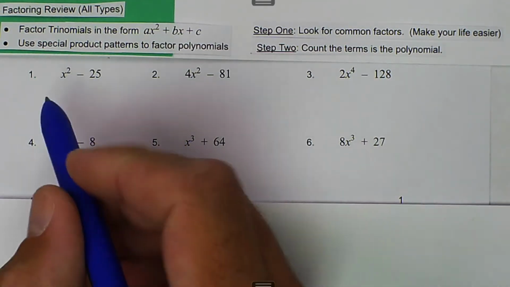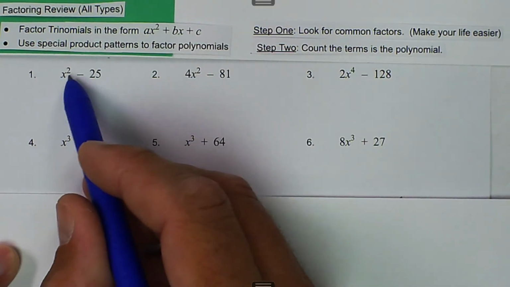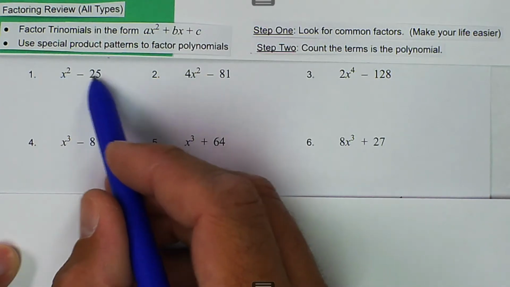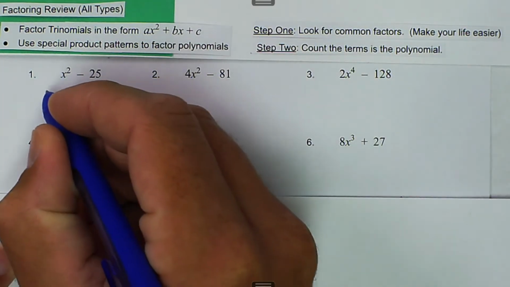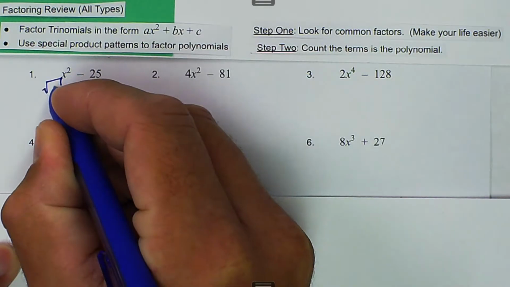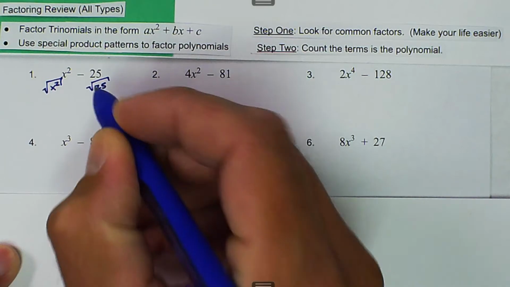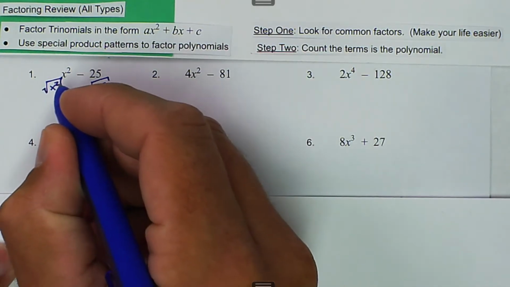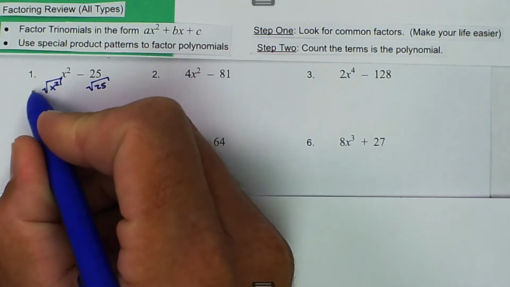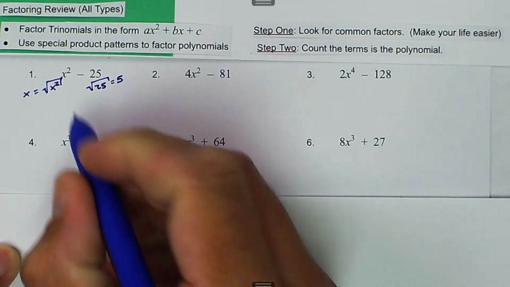So if we look at this first term here, we have a binomial, and that's x squared. And hopefully we understand that 25, that's 5 squared. So these are two squared terms here, and we can write down the square root of x squared and the square root of 25. So if we're doing difference of squares, let's do that. The square root of x squared is x, and the square root of 25 is 5.